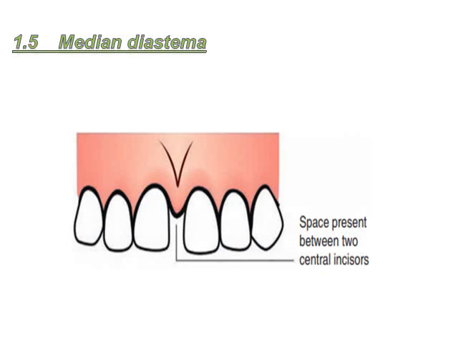Median diastema. Median diastema is a form of localized spacing wherein there is space present between two central incisors, as seen in this figure.